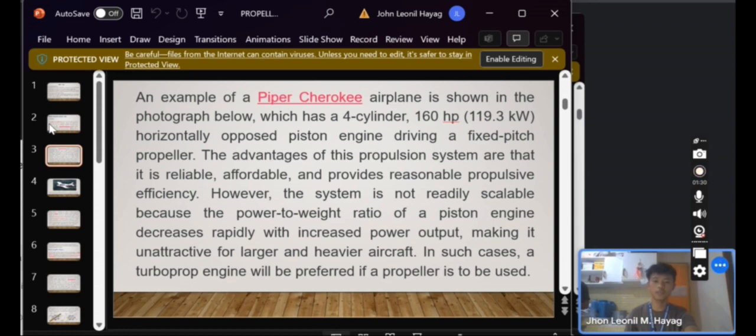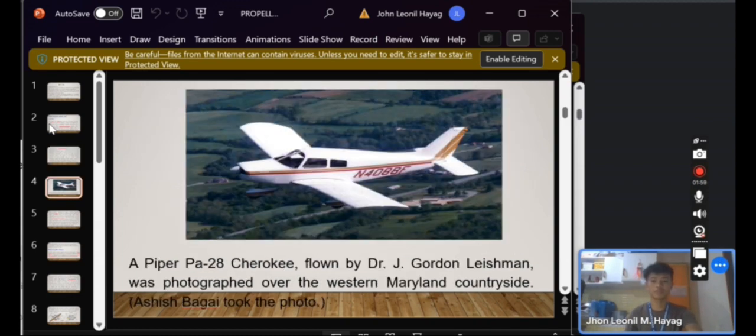The advantages of this propulsion system are that it is reliable, affordable, and provides reasonable propulsive efficiency. However, the system is not readily scalable because the power-to-weight ratio of a piston engine decreases rapidly with increased power output, making it unattractive for larger and heavier aircraft. In such cases, a turboprop engine will be preferred if a propeller is to be used.